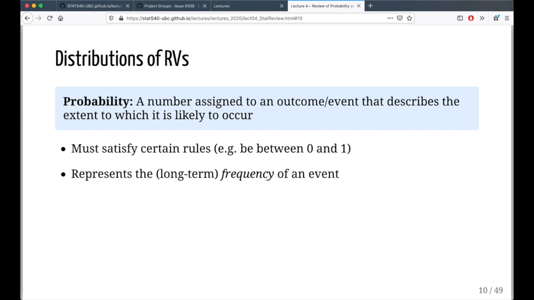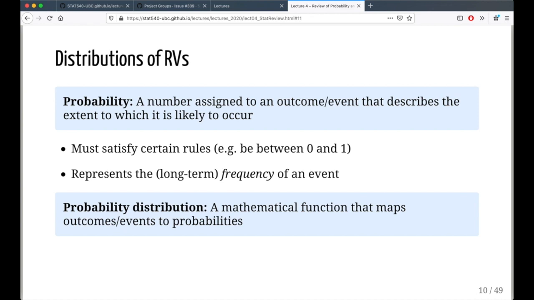Just to take a step back before we talk about probability distributions, let's remind ourselves what probability is. Probability is just a number that's assigned to an outcome or event that describes the extent to which it's likely to occur. It must satisfy certain rules, for example, it must be between 0 and 1. But intuitively, what it represents is the long-term frequency of an event. So if an event is very likely to occur, then it has a high long-term frequency. A probability distribution is a mathematical function that maps outcomes or events to probabilities. Probabilities reflect how likely those outcomes are to occur.